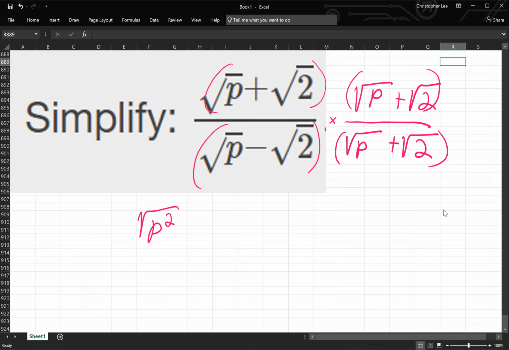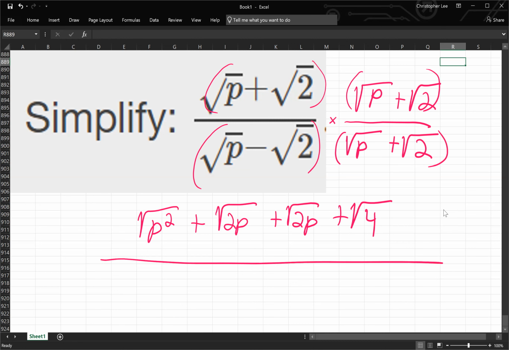Square root p squared plus square root 2p plus square root 2p plus square root 4 over what? P squared, good. Minus square root 2p plus square root 2p minus square root 4. Good. Which will be 2.